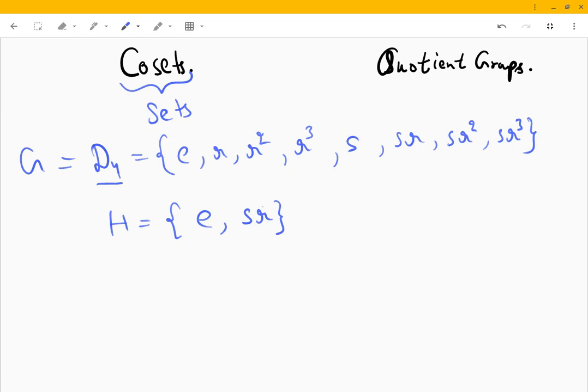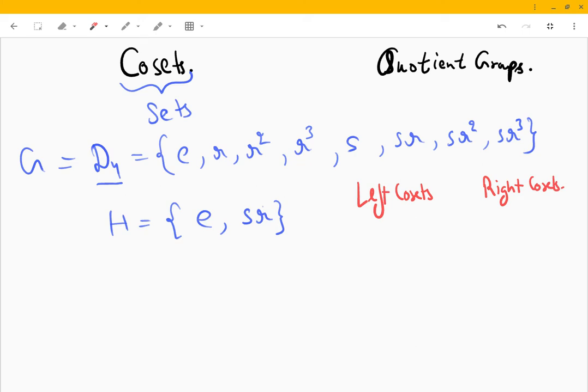So is this a subgroup? Yeah, it is. It contains the identity. It contains a self-invertible element. So yeah, it is a subgroup, right? Well, good enough. We need a subgroup for cosets. Now cosets are divided into two categories basically. Left cosets and right cosets.